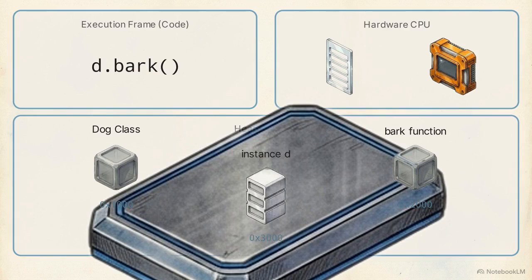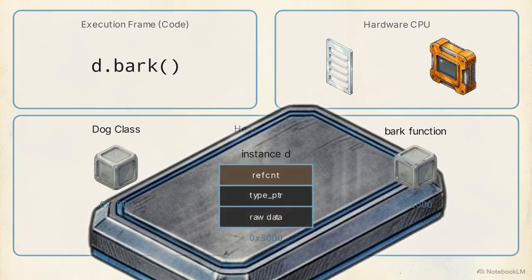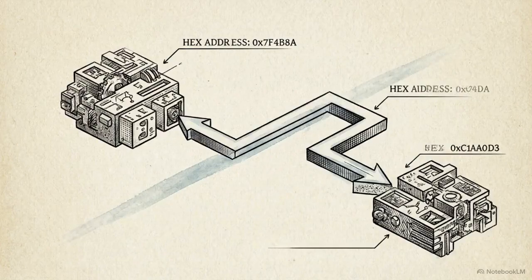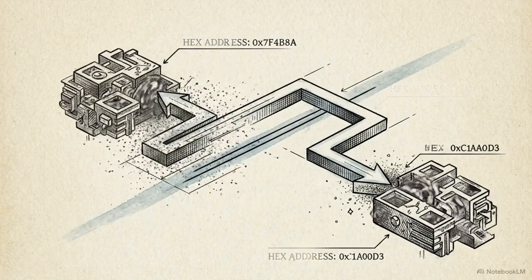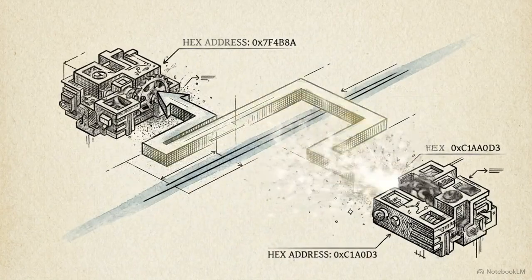If we deconstruct this instance, we see it only holds a reference count to track memory usage, a type pointer mapping back to the dog class at 0x1000, and the raw data. There are no functions inside this block. Because the function and the instance data are physically separated in memory, the system must build a bridge to connect them without duplicating that memory.